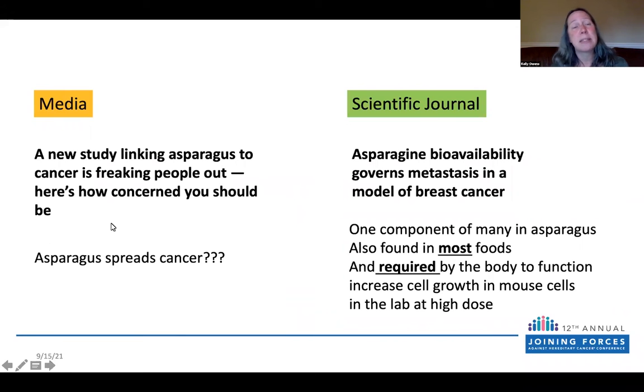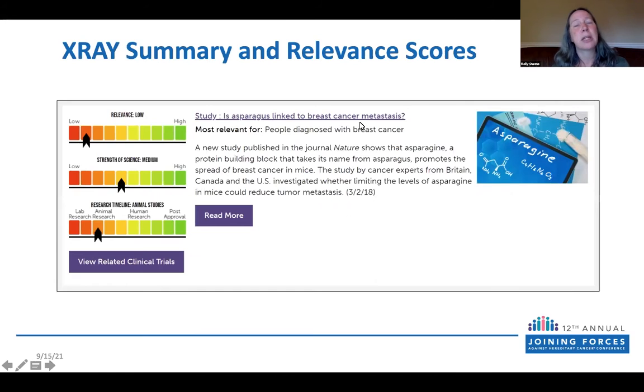So I mentioned this study about asparagus before, and the scientific journal, this title is not the most accessible title in the world. And next, this is our Xray summary of that. So is asparagus linked to breast cancer metastasis? And we rated this by a couple different criteria. So looking at the relevance was low. This was a study in mice. It's not in humans yet. It's not clear that it will ever be relevant to treating cancer in humans. The strength of the science is medium. It was not a bad scientific study, had a lot of worthwhile things. It had some limitations. And you can see on the research timeline that it's animal research. So this gives people an indication of how useful is that to you.